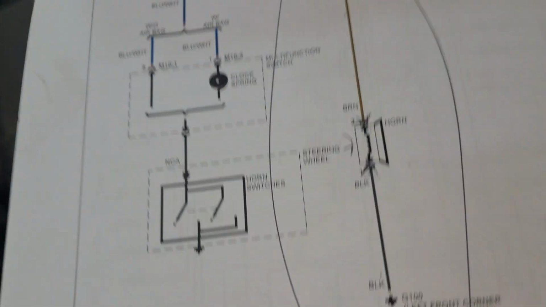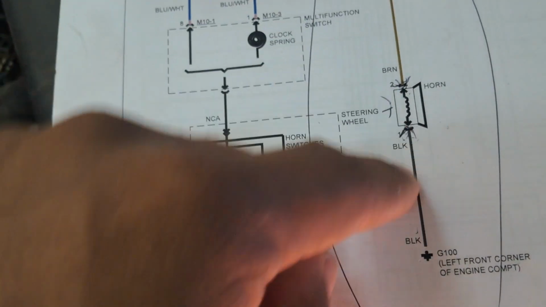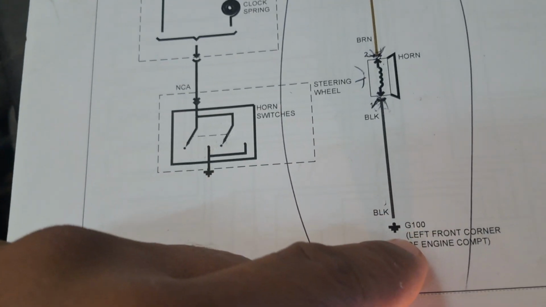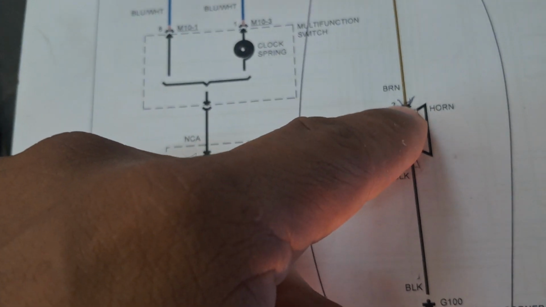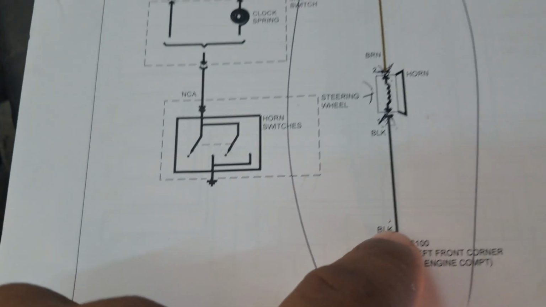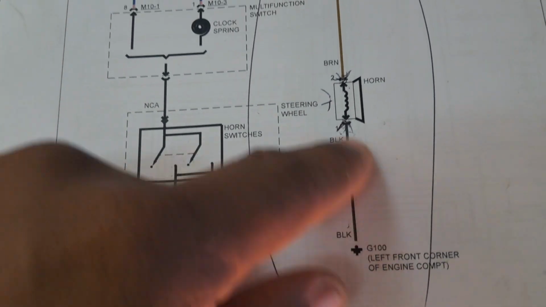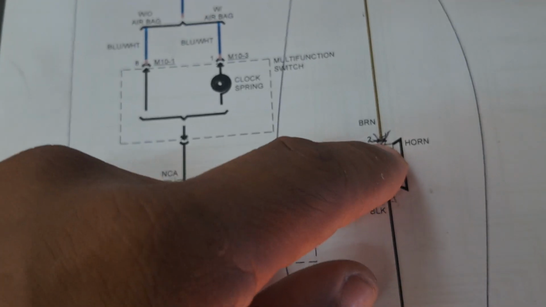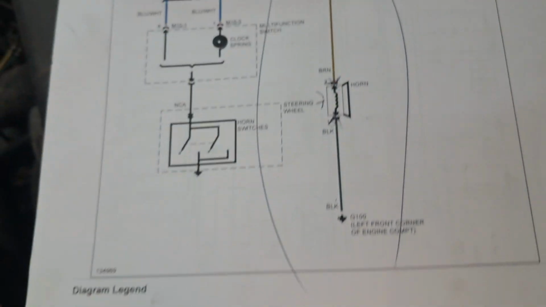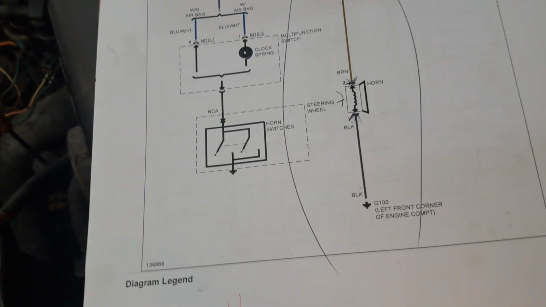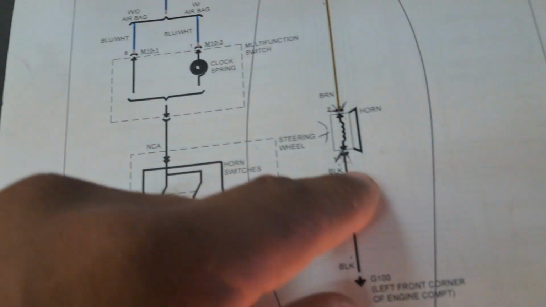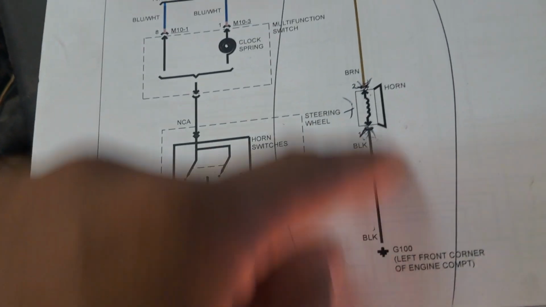But remember when I stated that if there wasn't a short to ground, I would get the ground through the black wire here, coming up through the horn. So we'll have ground coming up through the horn here, coming up on this brown wire here. Knowing that, we're going to do a process of elimination now.